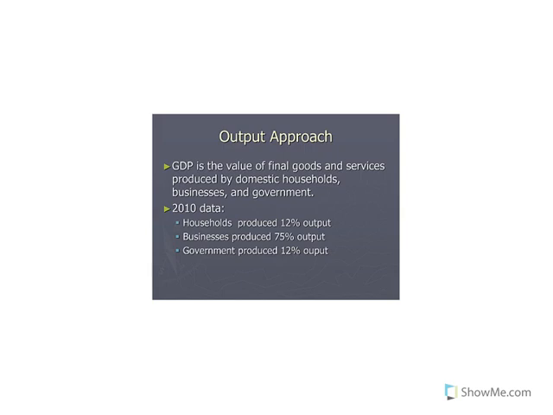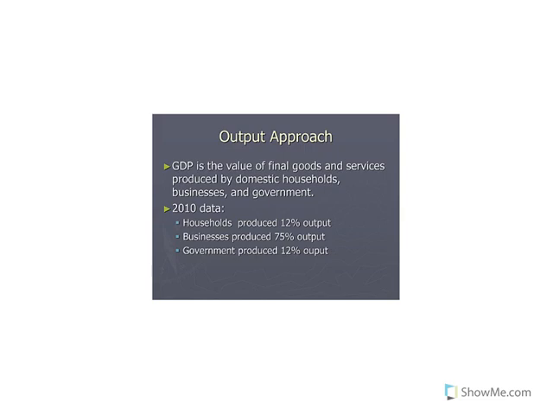Now, of course, remember that we divide the output into 4 different categories. You can have output produced by businesses, you can have output produced by foreign businesses within the United States, and then of course you can have output that is produced by households, and lastly output that is produced by the government.